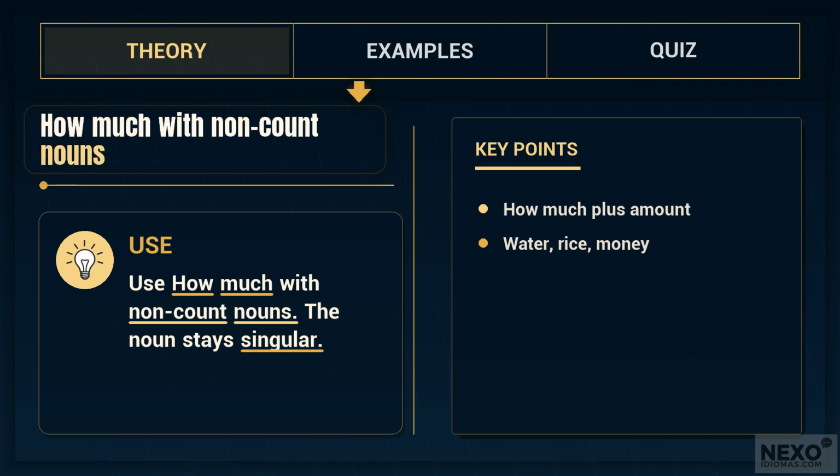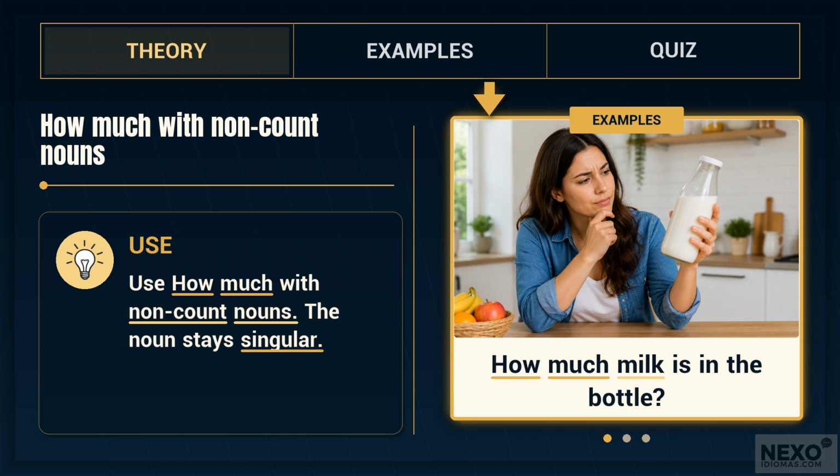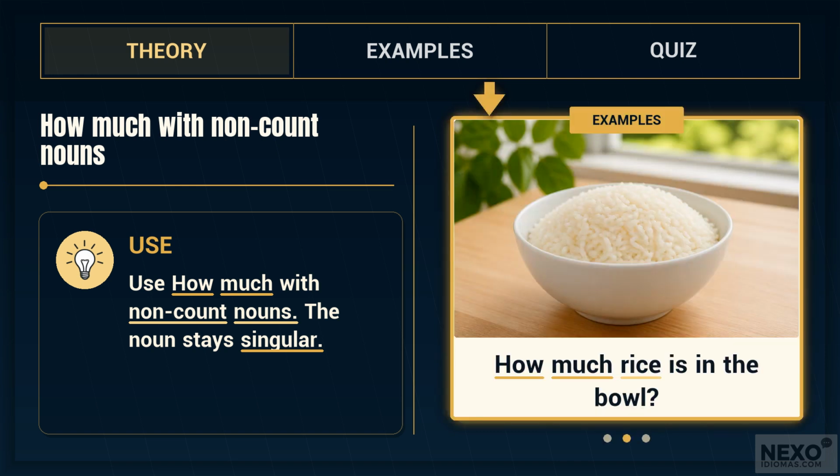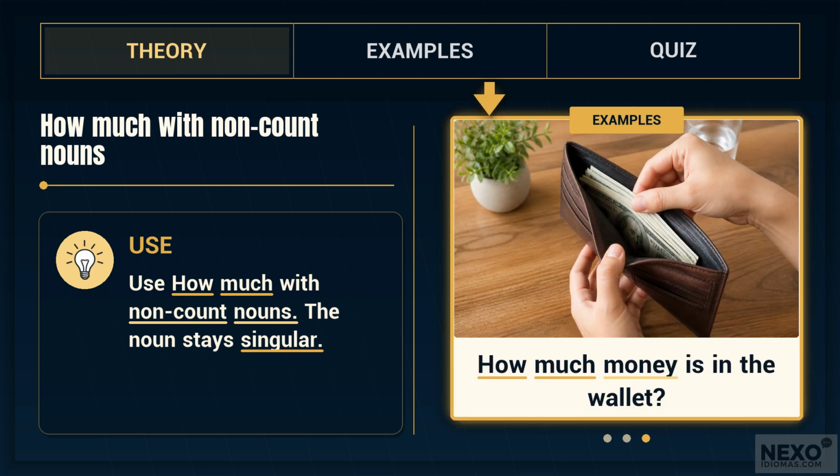How much with non-count nouns. Use how much with non-count nouns. The noun stays singular. Example. How much milk is in the bottle? Example. How much rice is in the bowl? Example. How much money is in the wallet?